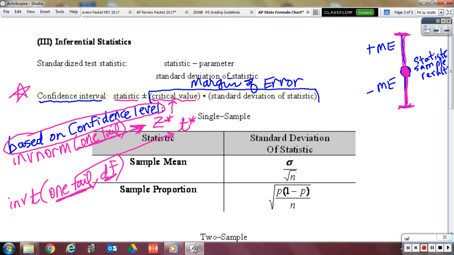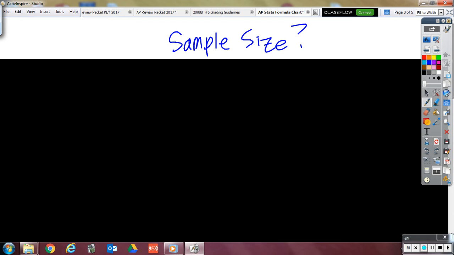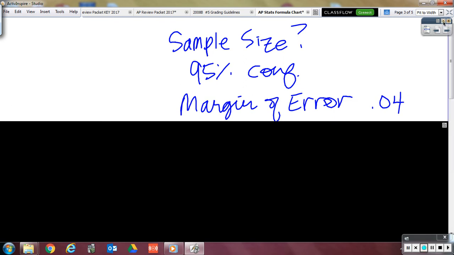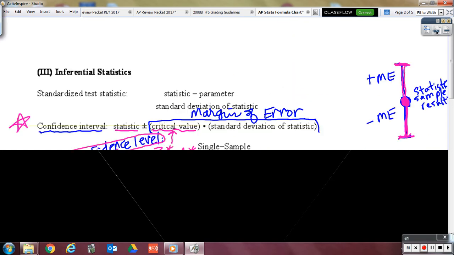Okay. Now, one of the common things that you will be asked to do is to find a sample size to meet particular criteria. So I have a rough example sketched up here. They'll say, hey, you're a researcher. What sample size do you need in order to be, here's my example, 95% confident and have a margin of error of 0.04? They say that to you, and you have to figure out how to compute that. Do you recall? How would I do that? Good. Set your margin of error equal to that part of the formula: critical value times standard deviation. See, I am setting the margin of error equal to this part of the formula.